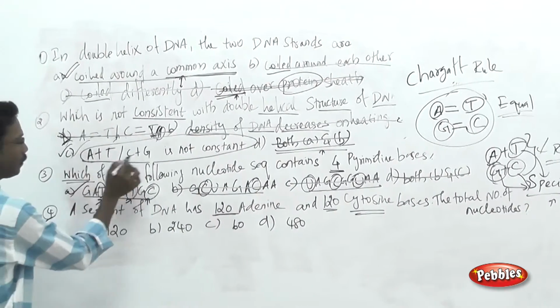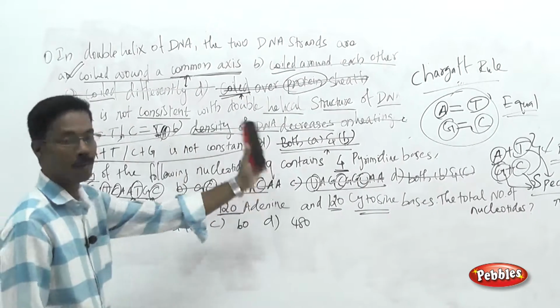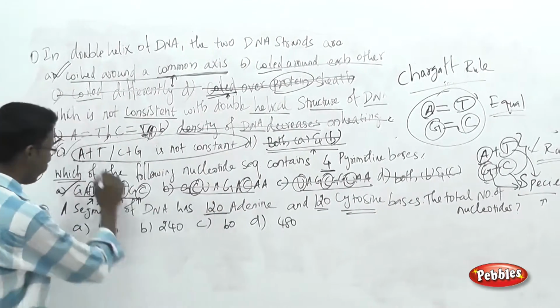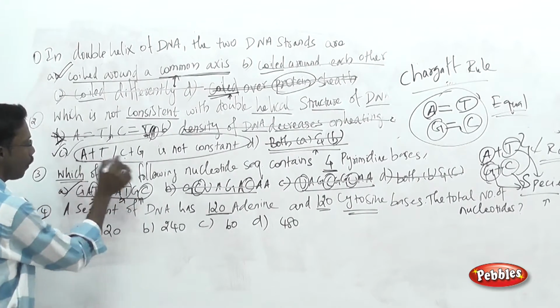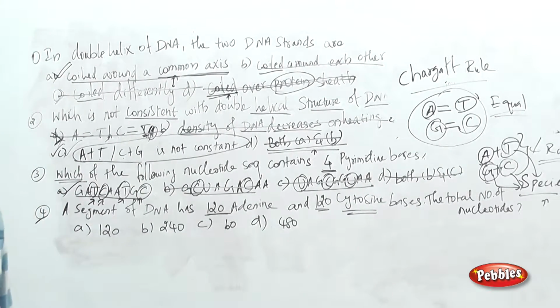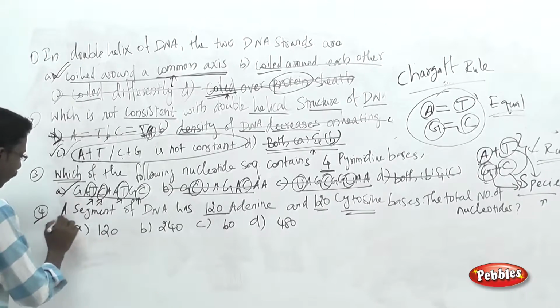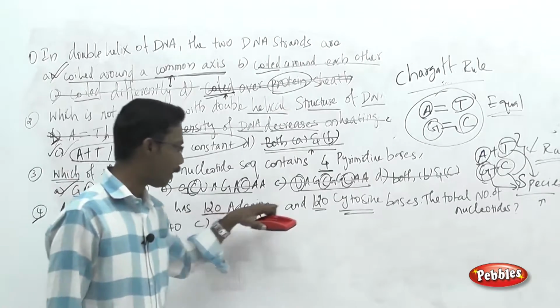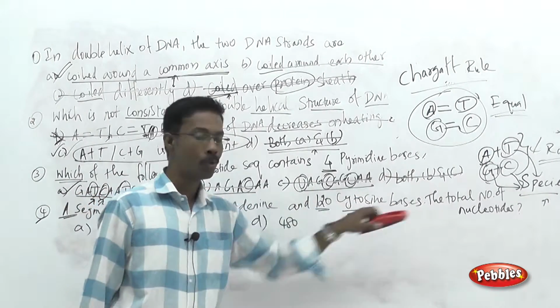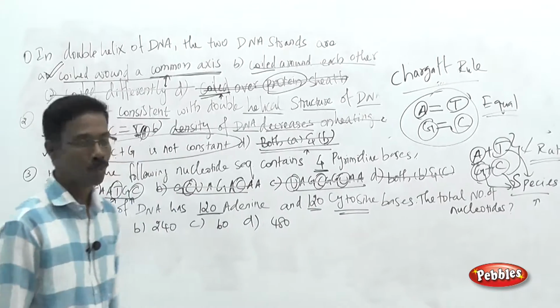The A plus T over C plus G is not constant. Okay, that is what you have to remember. That means the number of adenine is not equal to cytosine. The number of thymine is not equal to guanine. This is what you have to remember. Come back to the final question. As I told you, a segment of DNA has 120 adenine and 120 cytosine, and you have to find out the total number of nucleotides over here.